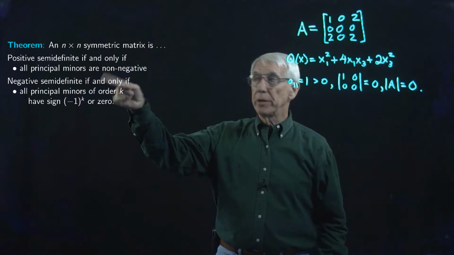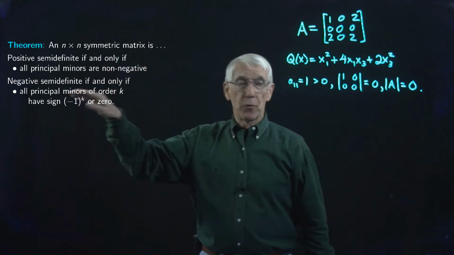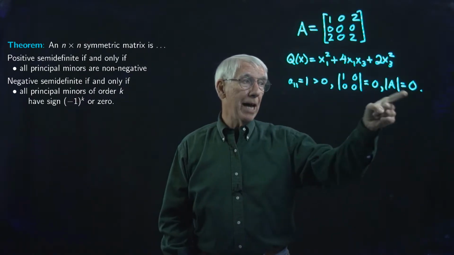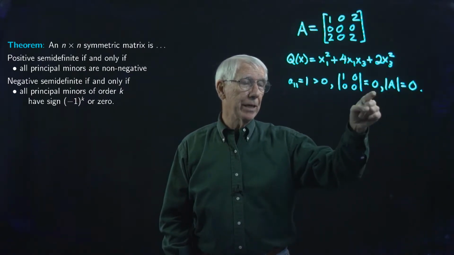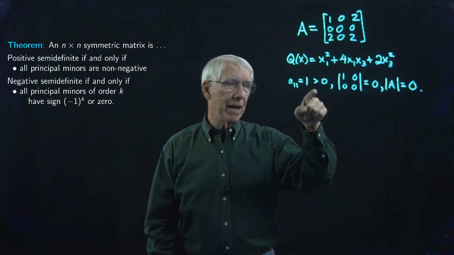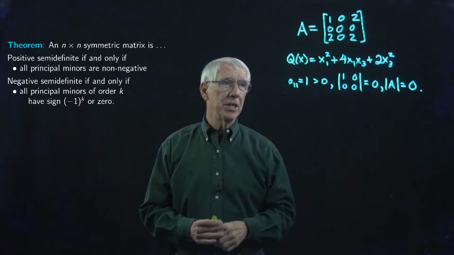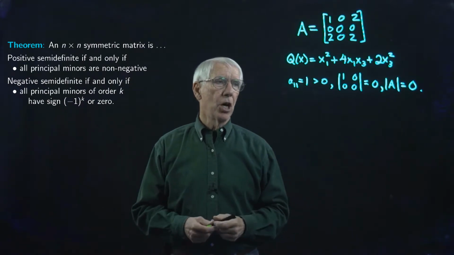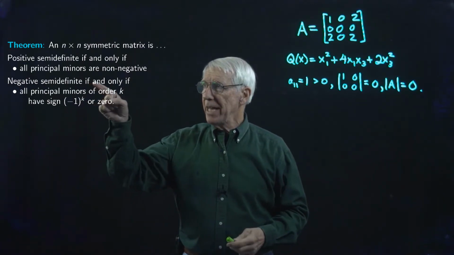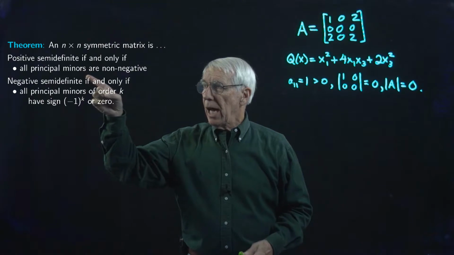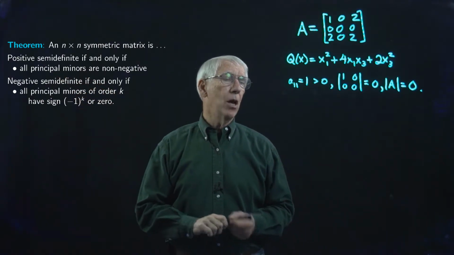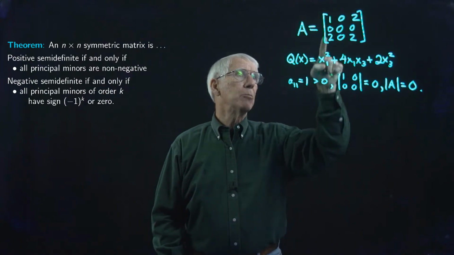So in the definition over here, in the theorem over here, for now we're focused on semi-definite because we already know that it could not be positive definite or negative definite, and it can't even be negative semi-definite. So we're focused on the question, is it positive semi-definite? And if it's not, it's indefinite. So to be positive semi-definite, it's going to have to be the case that all the principal minors are non-negative. Well, let's look at the remaining principal minors.